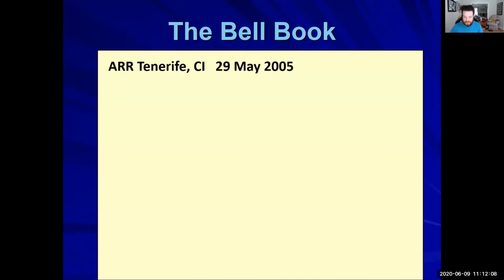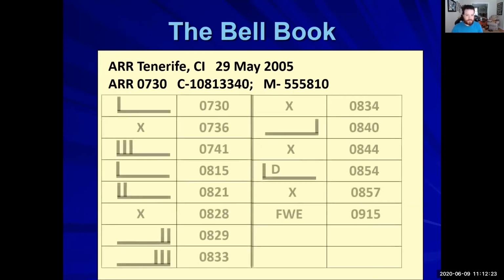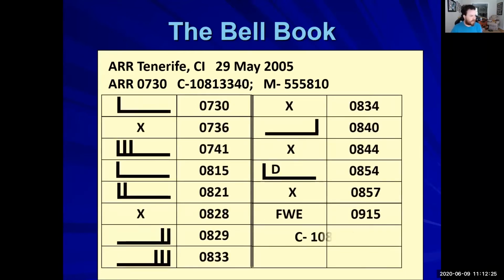Bell book. Here's an example of the bell book. All right. A lot of the stuff is just going to be told to you to write down, such as where your arrival is, the date, the arrival time of what time you arrive, coordinates. And this is basically going to be what the maneuvering looks like.